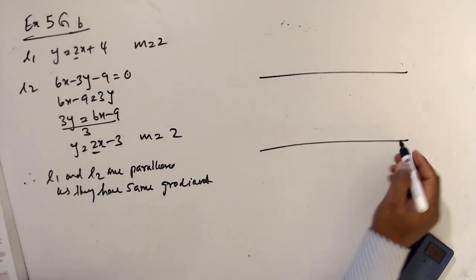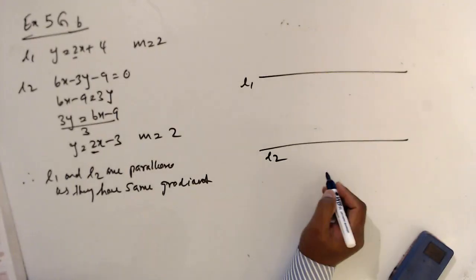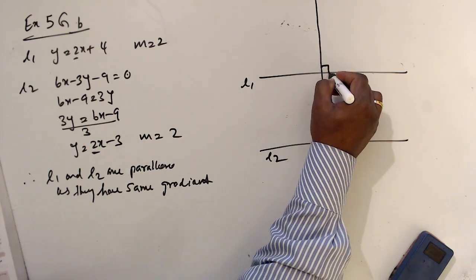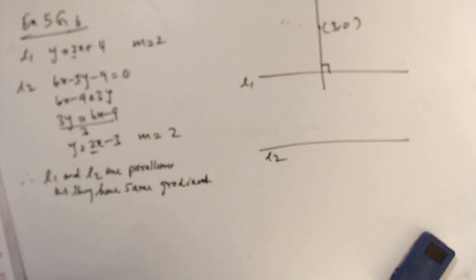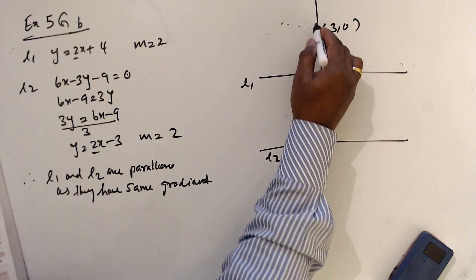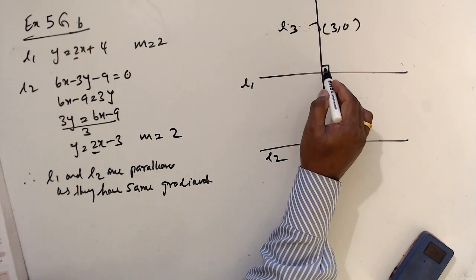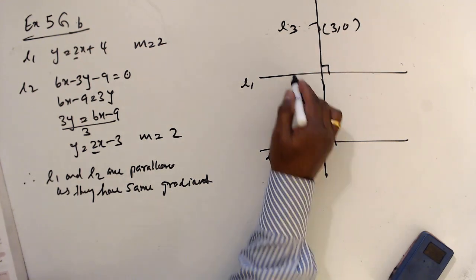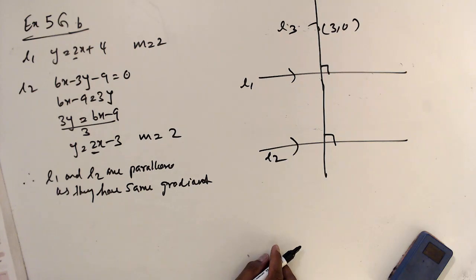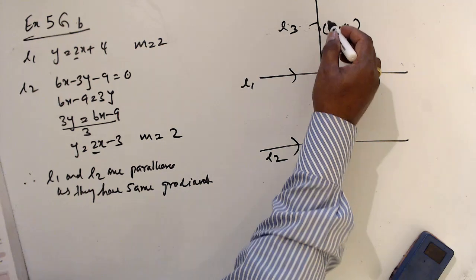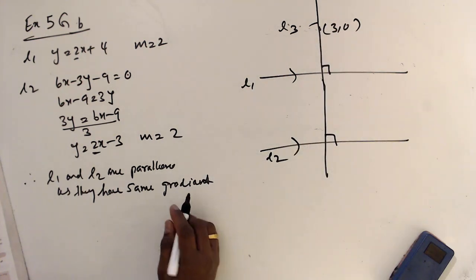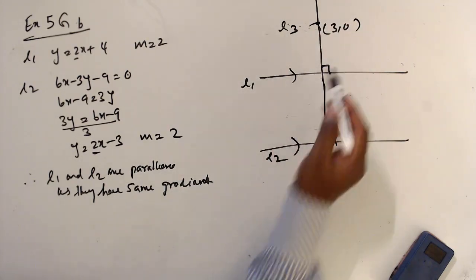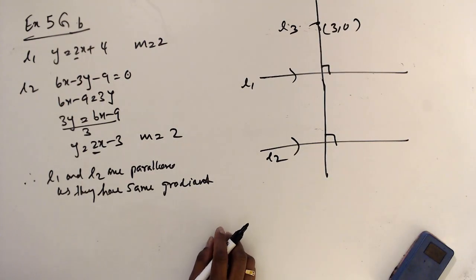Now those are two lines, L1 and L2, and there is another line perpendicular to L1 and going through (3, 0). This is L3. If it's perpendicular to L1, we know it is perpendicular to L2 as well, because L1 and L2 are parallel lines. Now I want to find the equation of L3. Since I know a point, and if I know the L1 gradient, I can find the perpendicular gradient to L1.